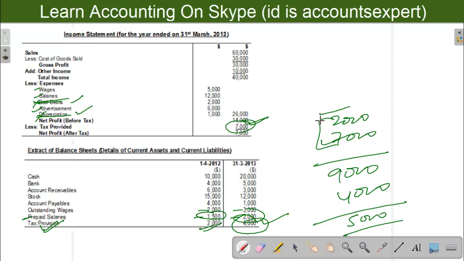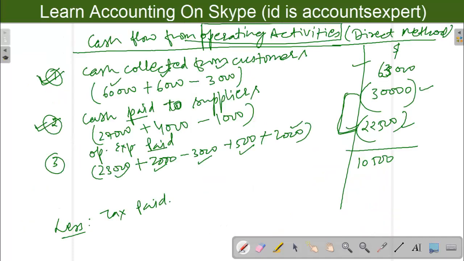Let me explain it again. Opening tax provision is 2000. During the year I again provided for tax 7000. So total tax provision at the end of the year should be 9000, but as per the question the tax provision at the end of the year is only 4000. So out of 9000, 4000 remained as tax provision. So where did the 5000 go? It means 5000 we paid during the year. So tax paid during the year is 5000, and that 5000 we have to subtract.